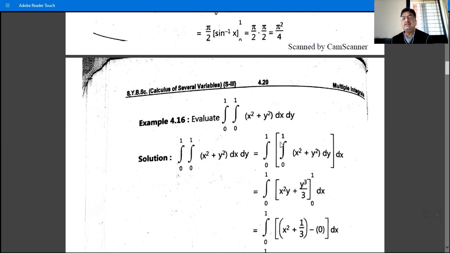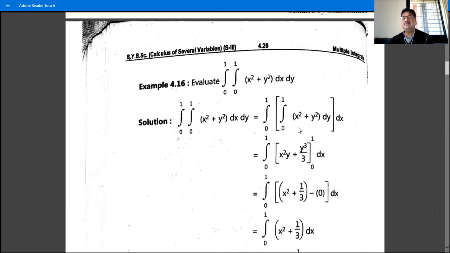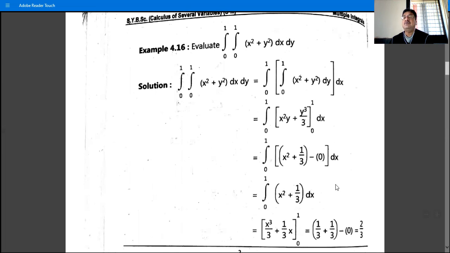Then next example, evaluate the integration from 0 to 1, 0 to 1, of x square plus y square dx dy. Again, both the limits are constants, and therefore we can integrate first with respect to y or with respect to x. Here the integration is with respect to y. x square is constant, so its integration is x square into y, because the integration of a constant is the constant into the variable.